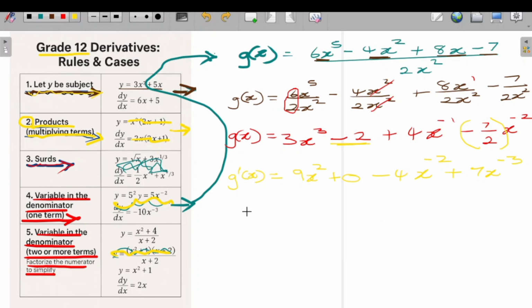Okay, so yeah, the final answer is just going to be g prime x is equal to 9x squared minus 4x to the power of minus 2 plus 7x to the power of minus 3. Voila, easy peasy lemon squeezy.